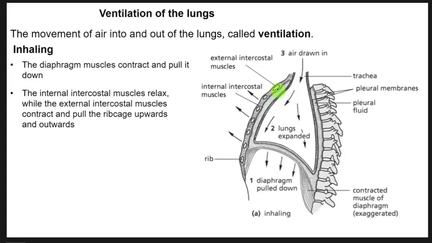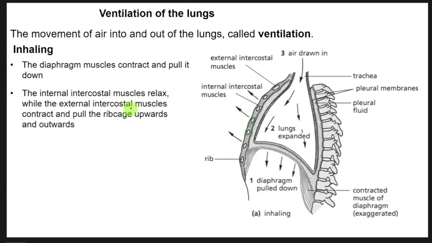Outside is a muscle called the external intercostal muscle. Then inside are the internal intercostal muscles. The internal intercostal muscles relax, while the external intercostal muscles contract and pull the rib cage upwards and outwards. You can see the arrows pointing outward and also upward.